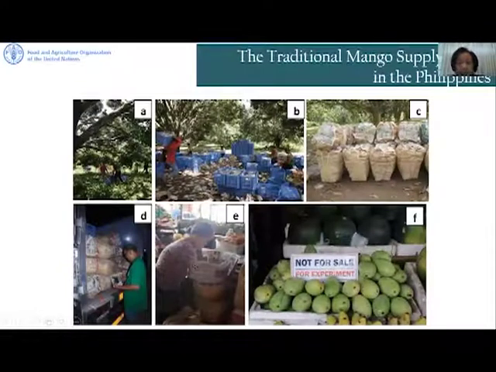So now I'd like to go through an example of some of the work that we have supported on the mango value chains. And this work was done in the Philippines.